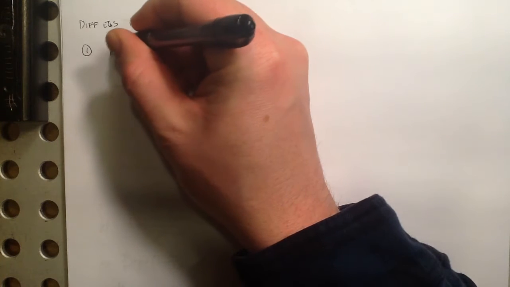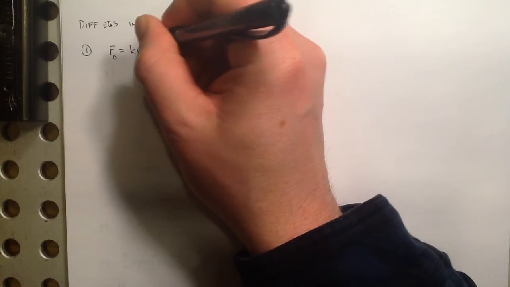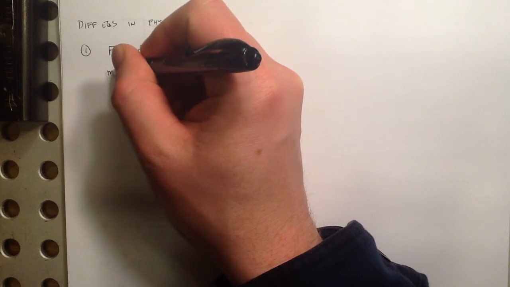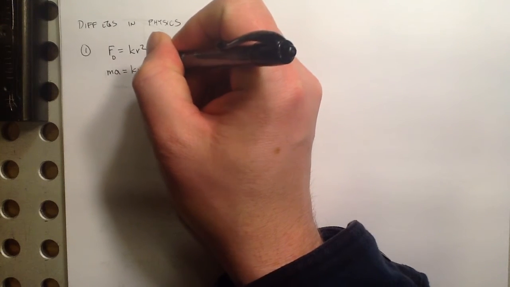Number one, we have a drag force on an object, which is directly proportional to the square of the object's speed. So that force of drag is directly proportional to the object's speed squared. And we know from physics that if that's the only force here, then mass times acceleration is equal to kv squared.